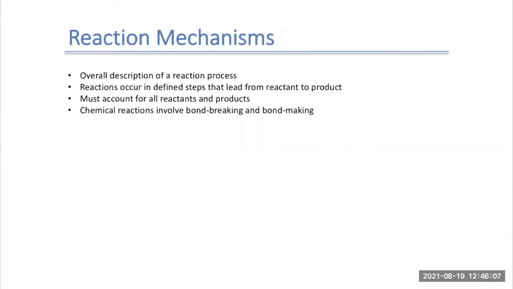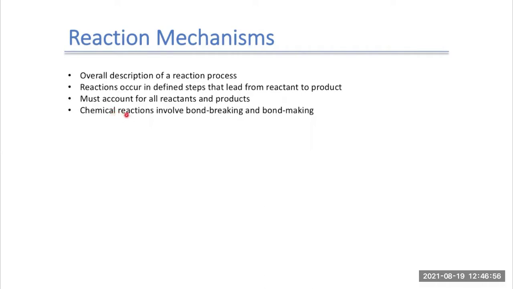So now looking at those reactions in a little more detail and looking at the reaction mechanism. So what the reaction mechanism is, it's an overall description of a reaction process. So how does that reaction actually occur? Reactions occur in a defined step that can lead from reactant to product. So we should be able to easily see how you went from the reactant to the product. And it must account for all reactants and products. You can't just randomly throw things out or randomly have things appear.